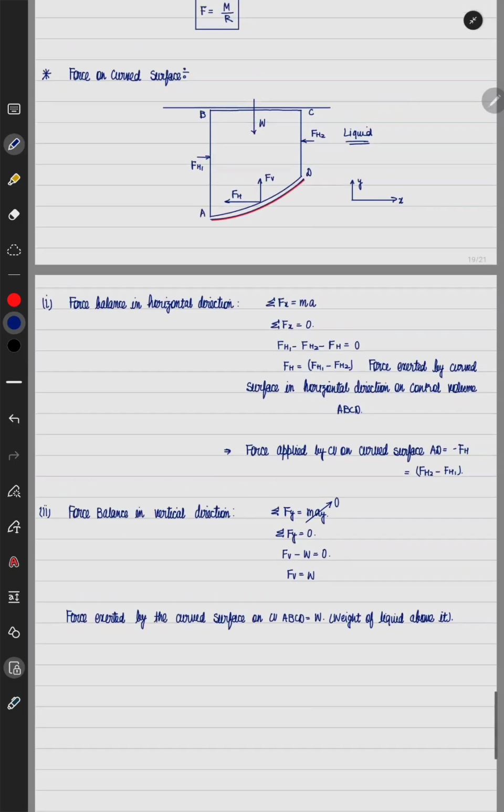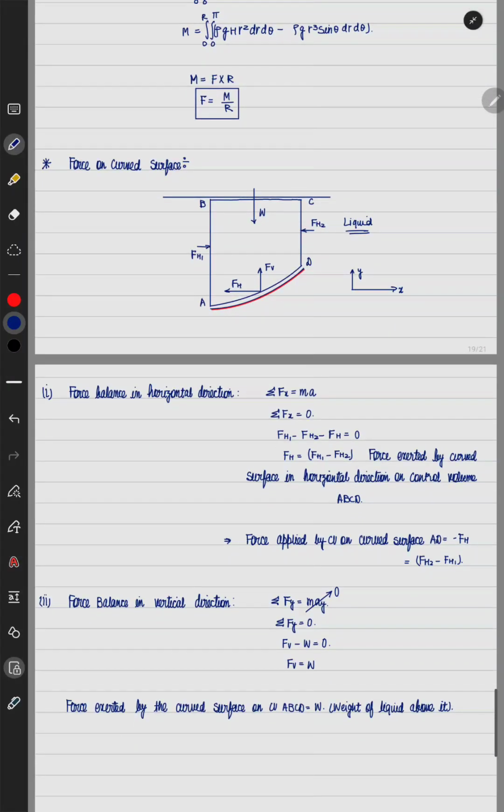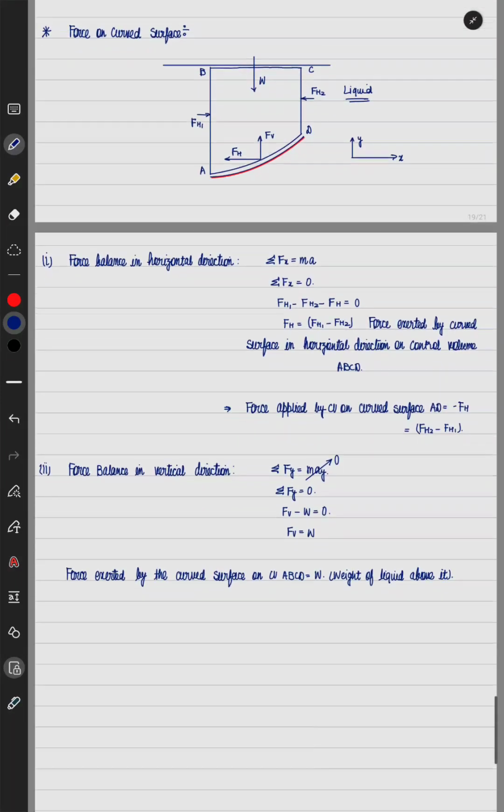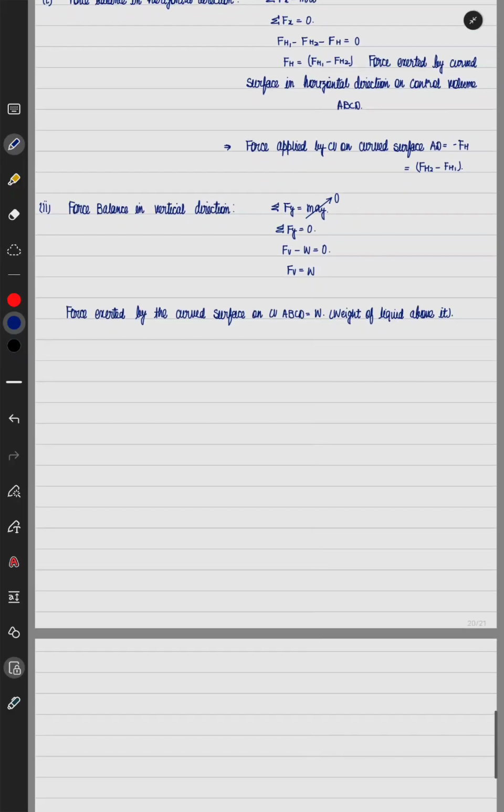Weight of liquid above it means if I draw from one edge a line or a surface extending all the way up to the open atmosphere, and from the other end of the curved surface all the way up to the point C, or to open atmosphere, then whatever the total amount of fluid collected in the control volume, its weight is given by W. So this is the force exerted by the curved surface on control volume ABCD.